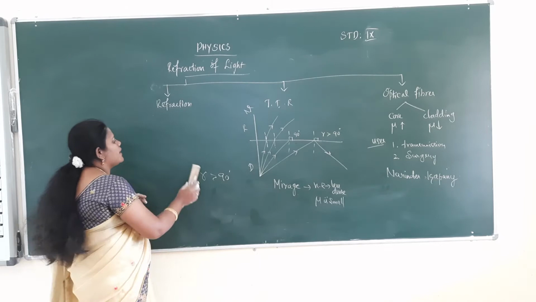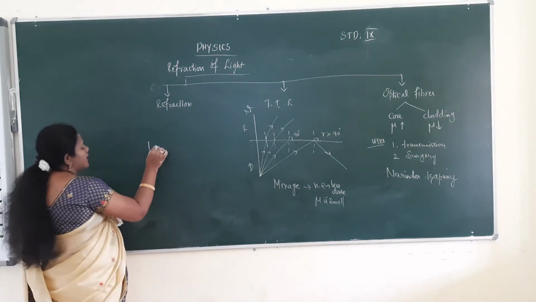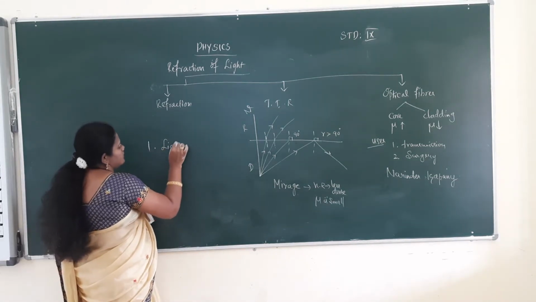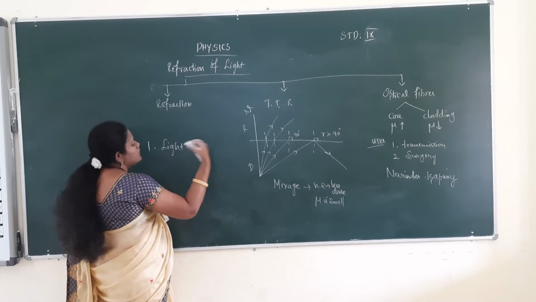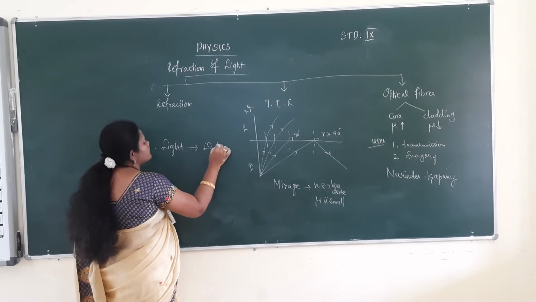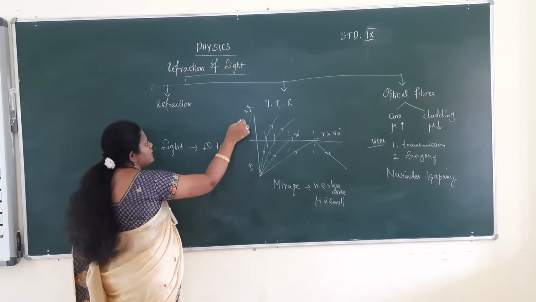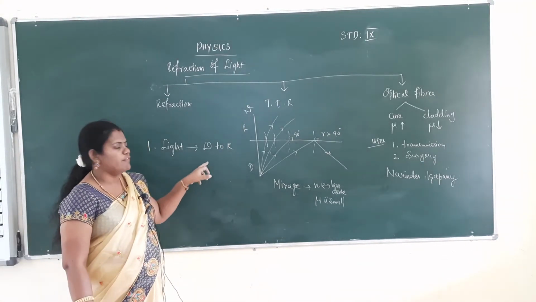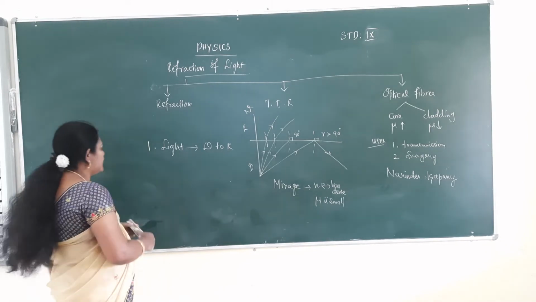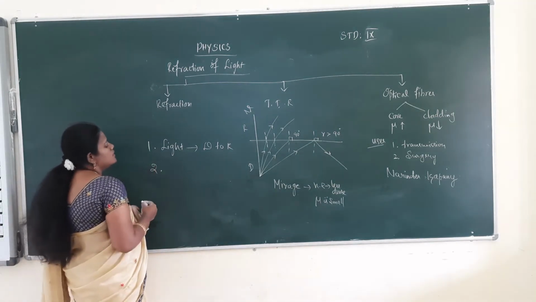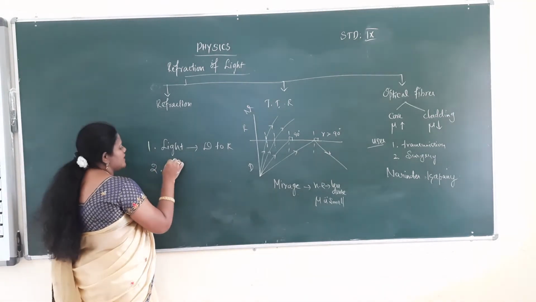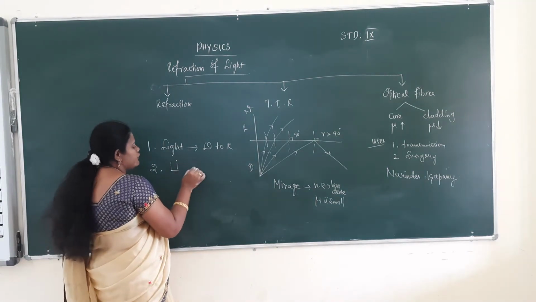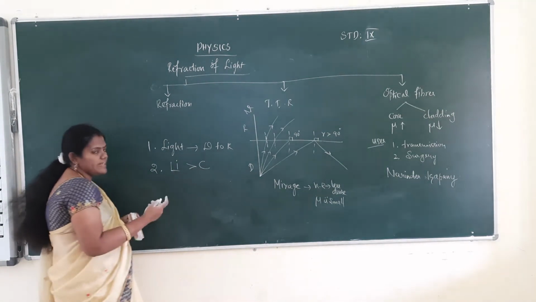The light must pass from denser to rarer medium. One condition: the light falls from a denser to a rarer medium. And the second condition: the angle of incidence will definitely be greater than the critical angle.